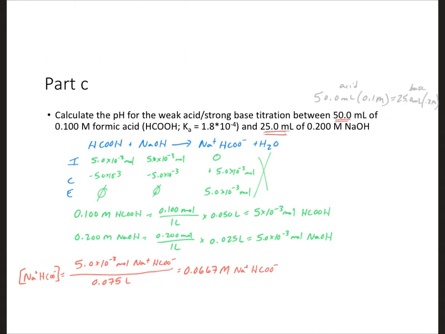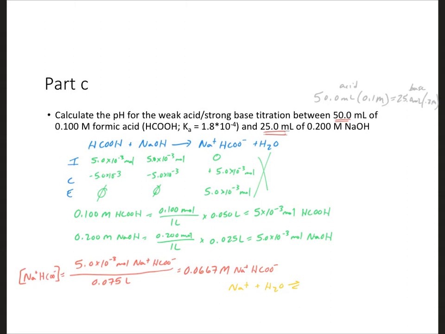So let me update that figure. So now we have 0.0667 molar of this salt, and we have to ask ourselves, what's going to happen when this salt hydrolyzes? We had that as an entire lecture topic, so we know that we can break this down to see what would happen when this thing goes into solution.